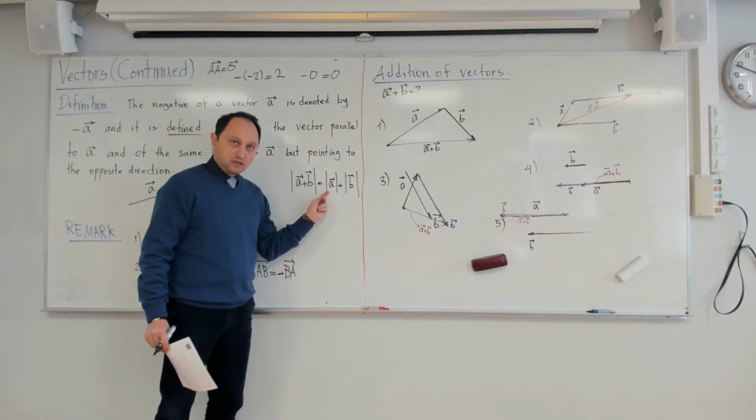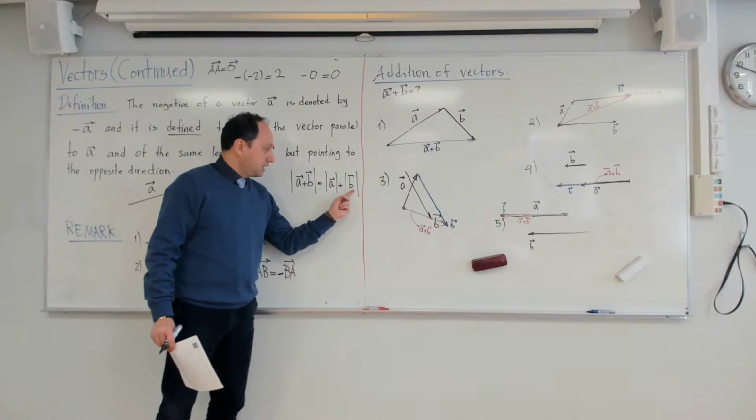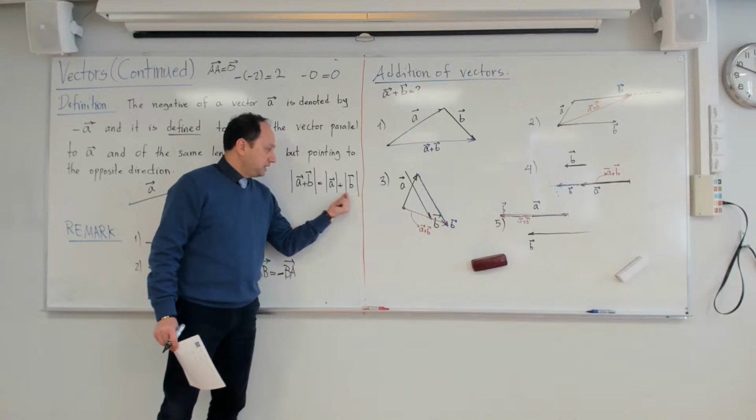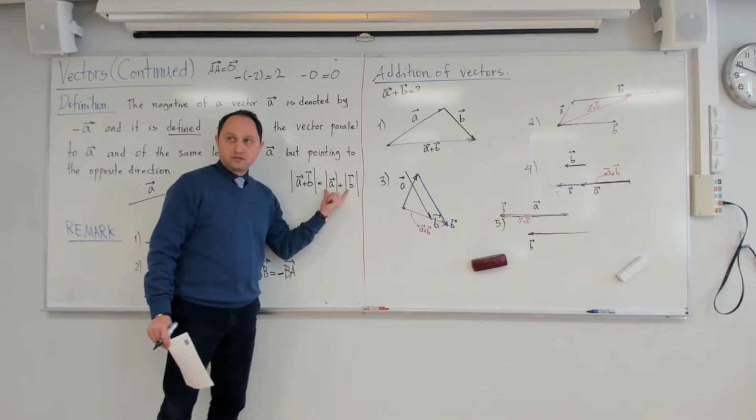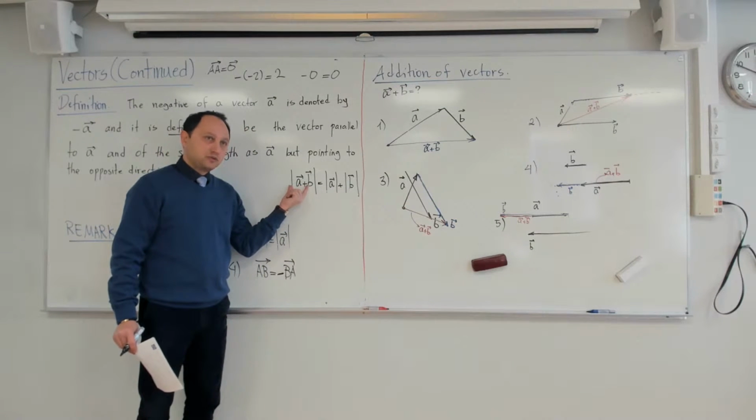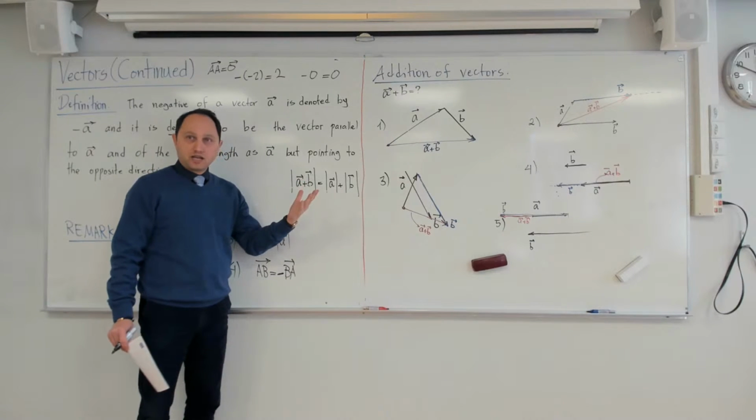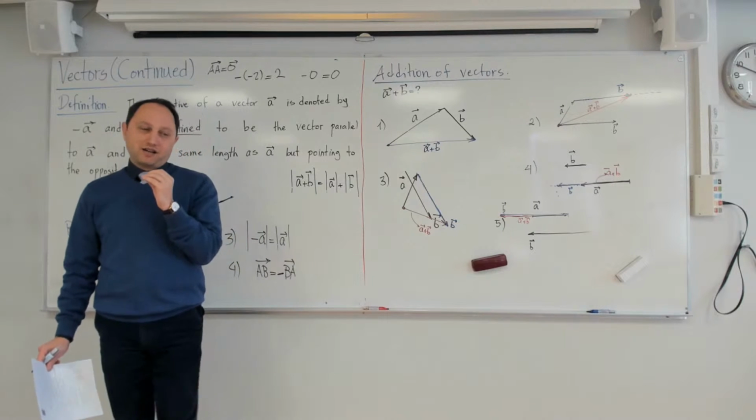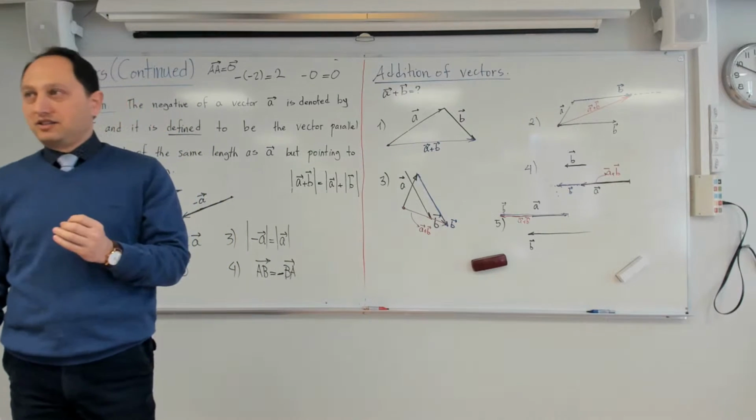This is a number. Yes, this is another number. This is the length of vector A. This is the length of vector B. So this addition is addition between two numbers. But this addition is addition between two vectors. Is that understandable? So this is, I would say, an abuse of notation.